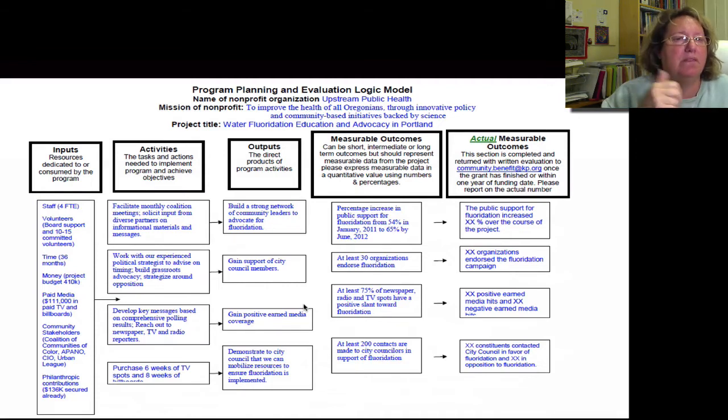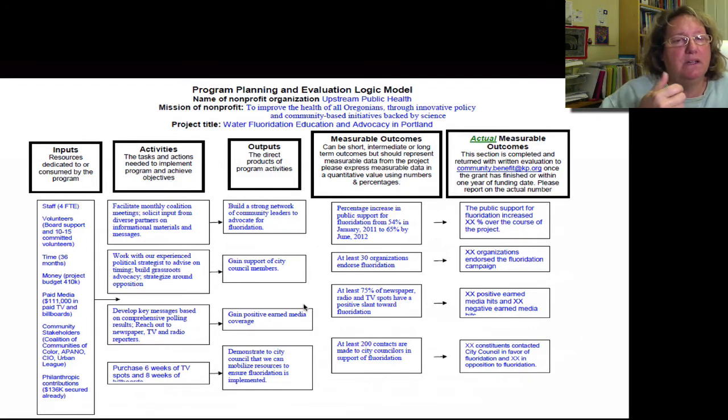They're going to have monthly coalition meetings. They were going to work with political strategists. They were going to do grassroots organizing, develop key messaging, purchase media. So those were all the things we were going to do, the activities. Then the outputs, what was going to be manifest with those resources. They were going to build a network of community leaders.